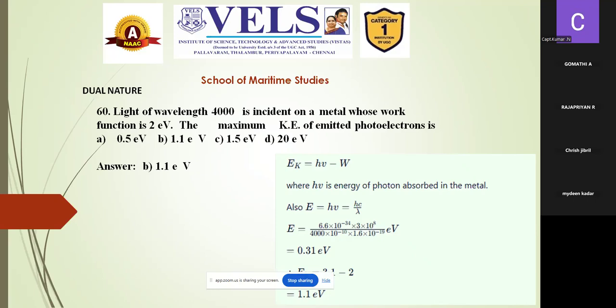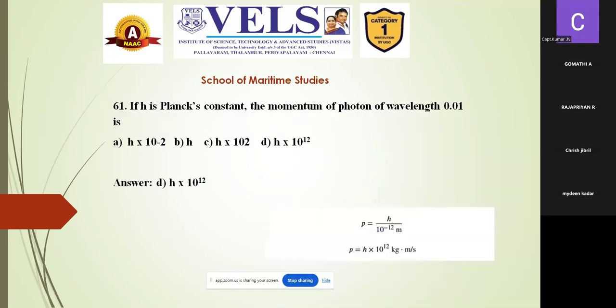So the formula is kinetic energy E is equal to h nu minus work function W. H nu is the energy of photon absorbed in the metal. So E is equal to h nu, and nu is nothing but c by lambda. So the answer is 1.1 electron volt.